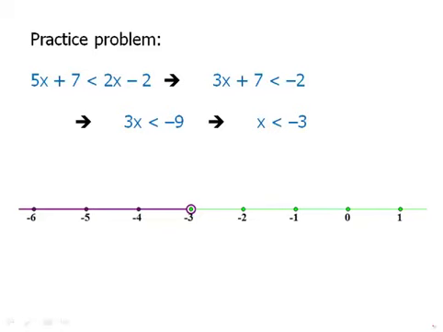-4, -5, -6, those are legitimate values. Those are things that are less than -3. But of course, -3 itself is not less than -3. So -3 is not included. So the endpoint is not included in that region. And the purple is the allowable region.